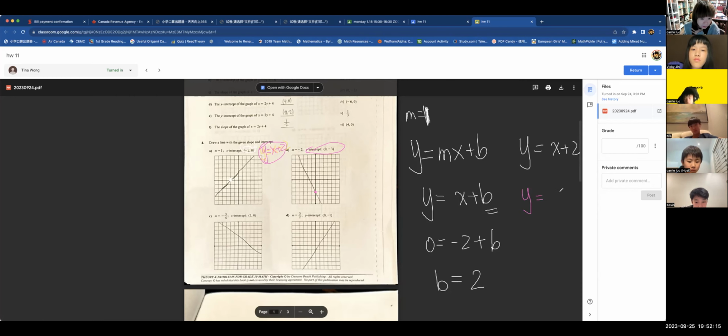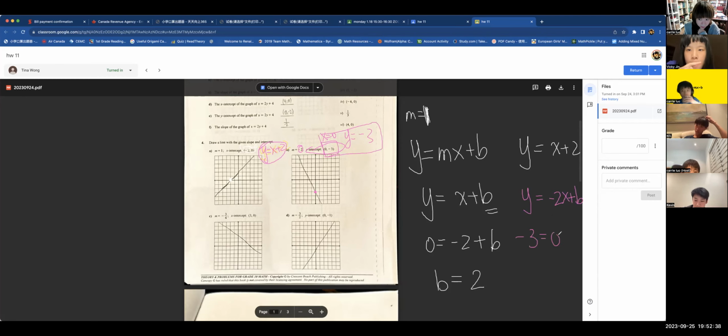y equals what? So m equals -2, right? So it's negative 2x plus b. Get it? Then you plug this one, the y-intercept, into this one. So x equals 0, y equals negative 3, correct? For this one? So you plug them in.